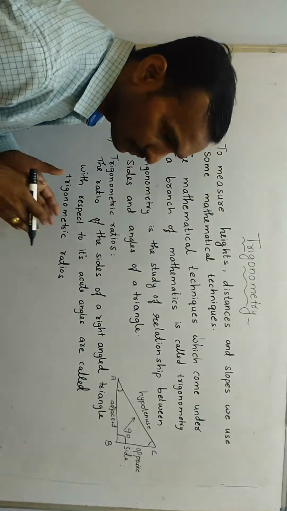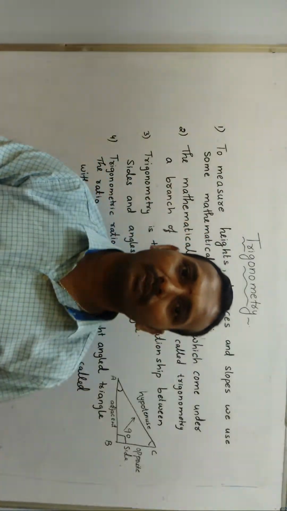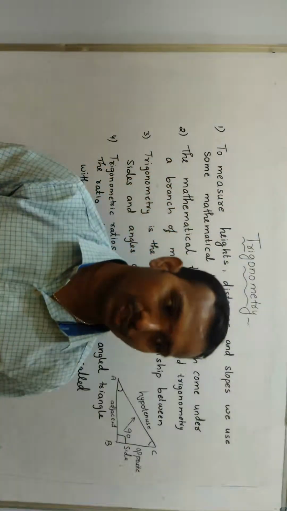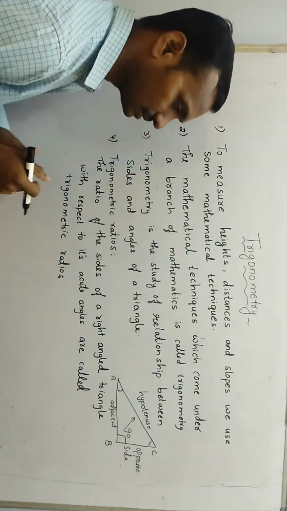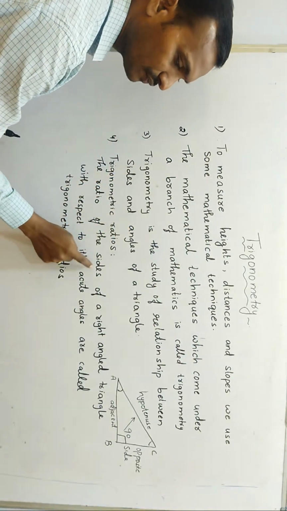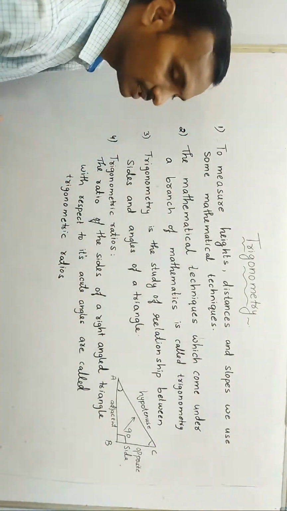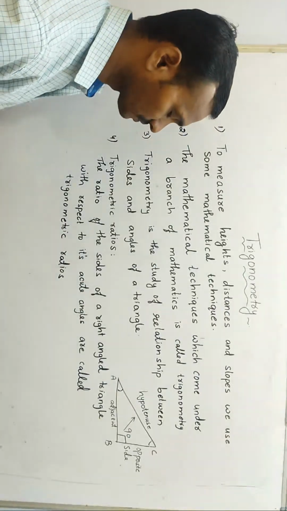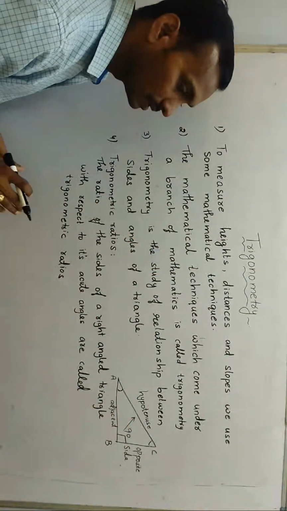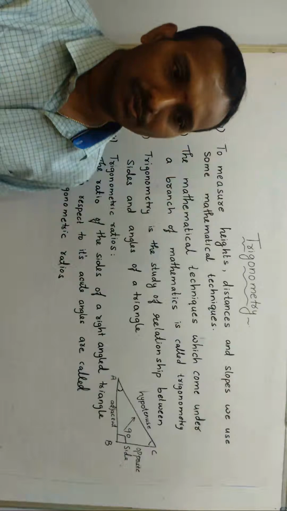For that we use trigonometric ratios to show the relationship between sides and angles of a triangle. We are going to use 6 trigonometric ratios. What do trigonometric ratios mean? The ratios of the sides of a right angle triangle with respect to its acute angle are called trigonometric ratios.